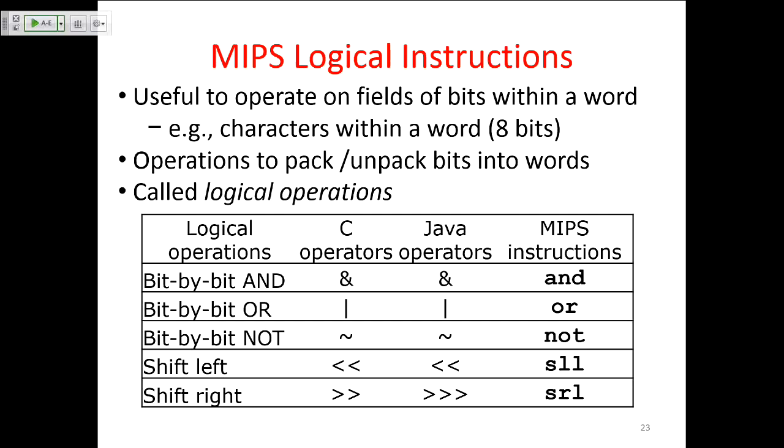Some of these are AND, bit-by-bit OR, and bit-by-bit NOT, which basically inverts every bit. We talked about possibly inverting and then adding one for the two's complement, so you could use that. Shift left and shift right will be SLL and SRL. SLL is for shift left logical, and we'll see what the difference is between that and the arithmetic shift. So there is shift right logical instead of arithmetic, and we're going to see what those differences are.